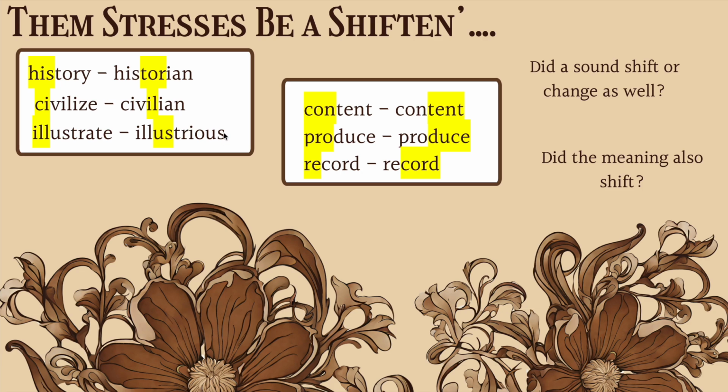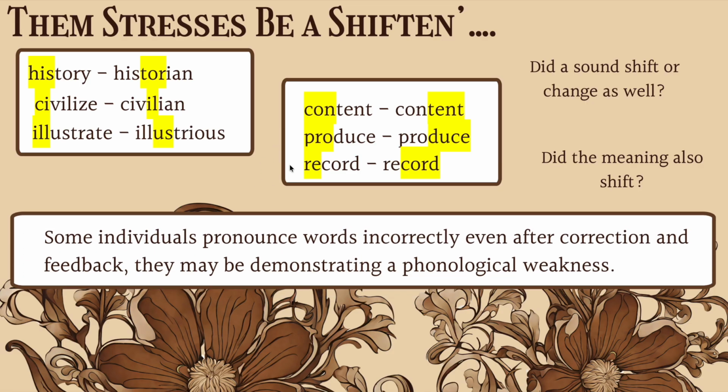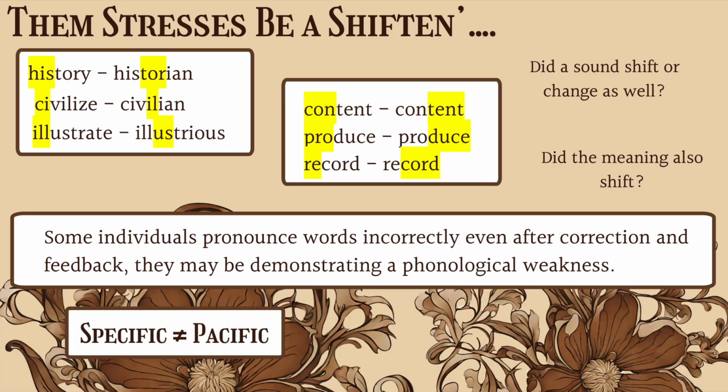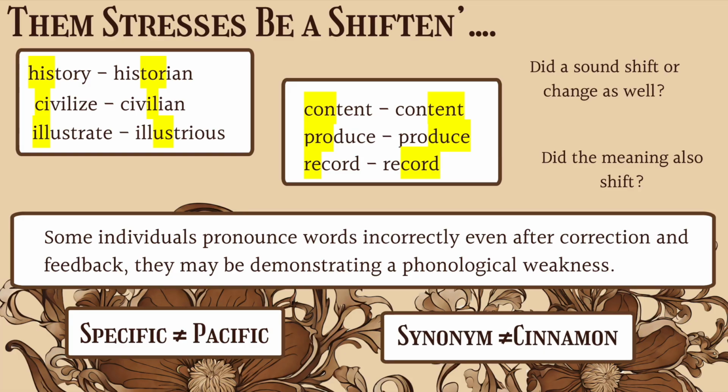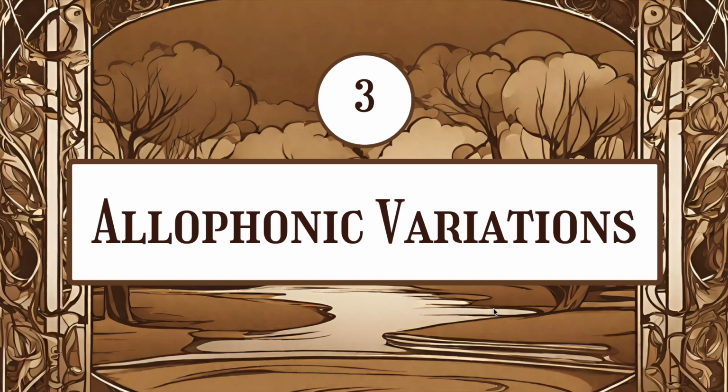So help those kids in those older grades to see and recognize that. Now, again, if a student or an individual is pronouncing those incorrectly, even after you've shown them and given them feedback, that's showing a phonological weakness, and they'll need to have some extra emphasis and practice on that. Okay? Here are a couple of examples of some that happen a lot with adults, and I'm guilty of the synonym and synonym one. All right, let's switch off to allophonic variations.